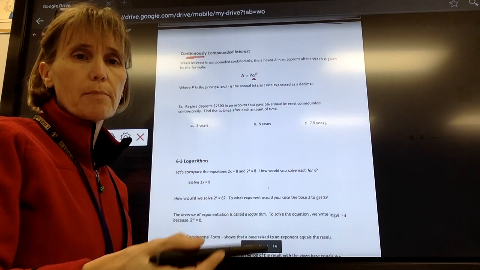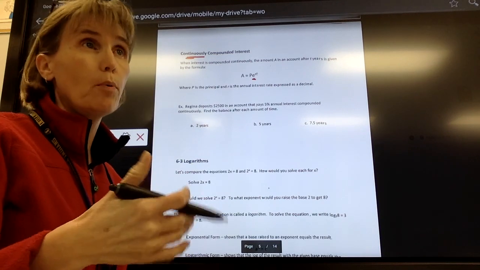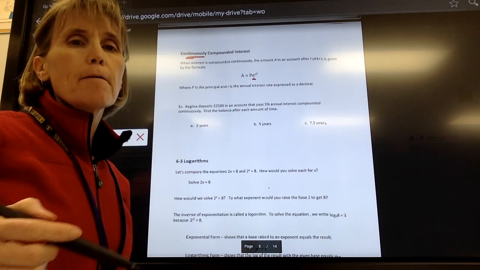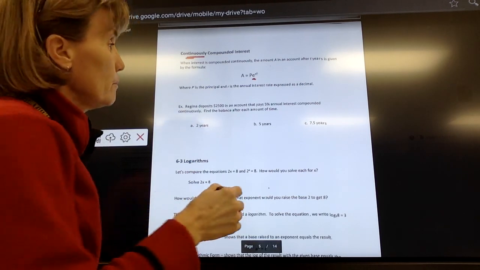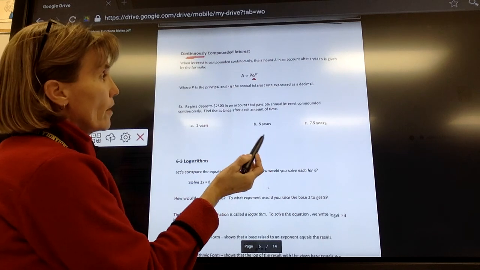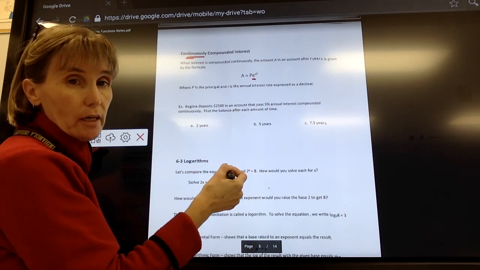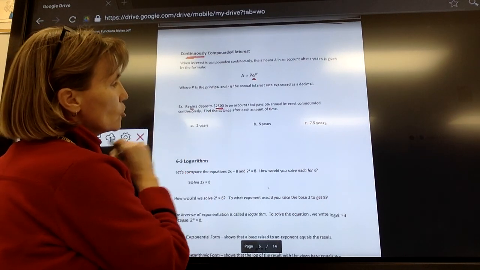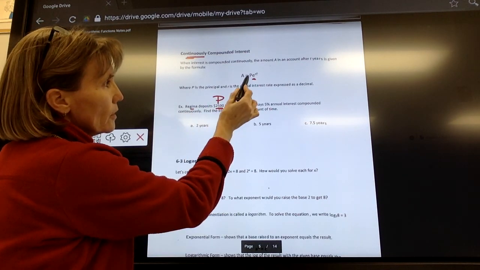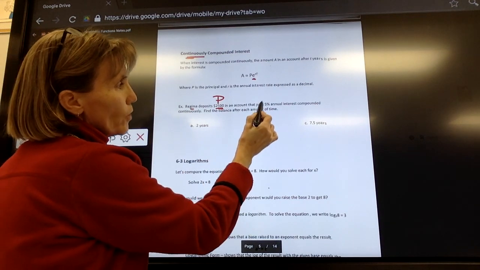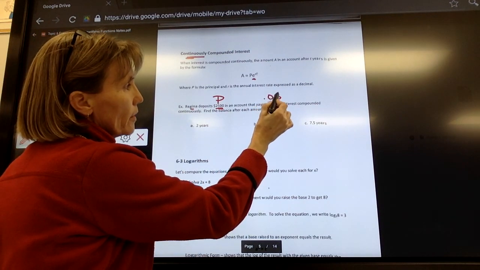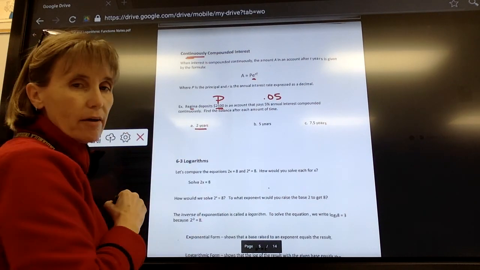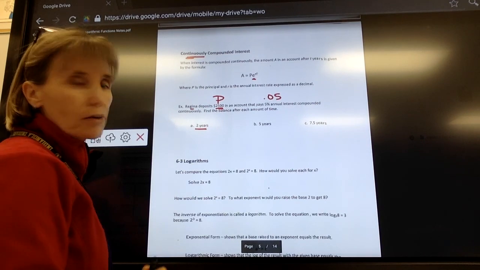Well, e is like pi. e has a value of, I believe, 2.71, and it keeps going. It's also an irrational number. So we have this letter e, and it has a mathematical value. Here's how we use it in an interest formula. It says Regina deposits $2,500. That's still your principal, P. The rate of interest is 5%. We're still plugging that in as a decimal, 0.05. And it's asking us to find the value after 2 years. 2 would be our time value.